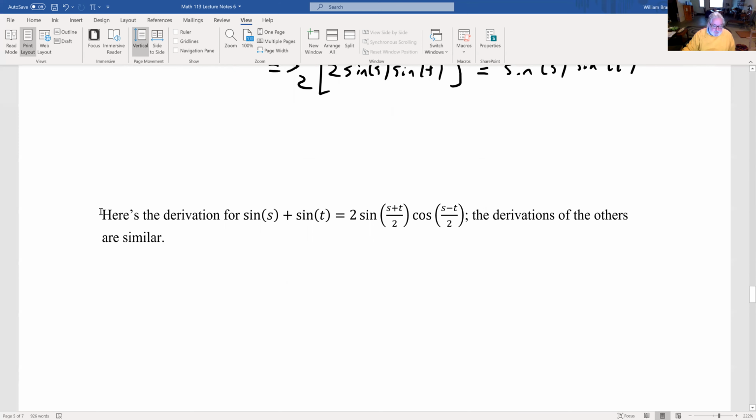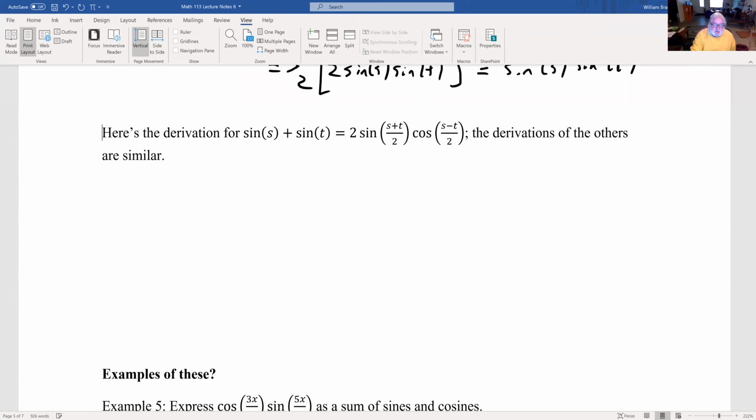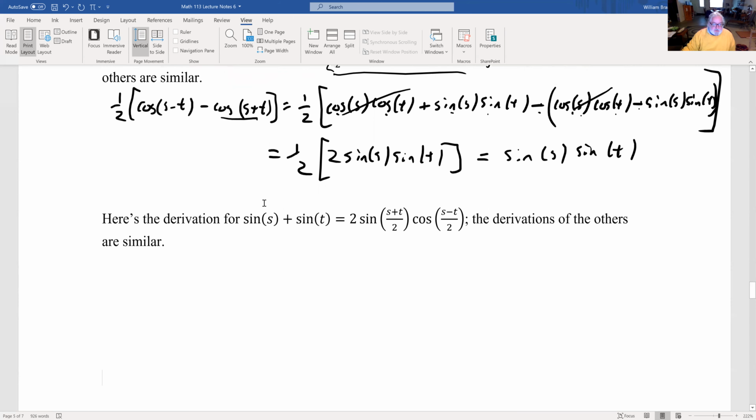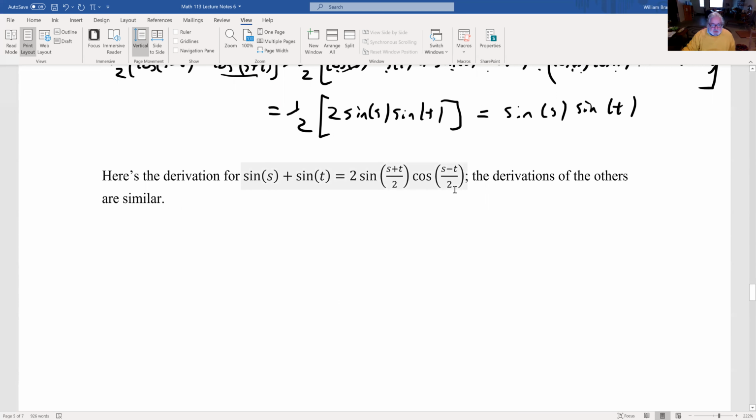So I might need some more space. So I'm going to move this up a tad. Okay. So what about this one? Sine s plus sine t equals 2 sine s plus t cosine s minus t. Well, there's not much I can do with that, but there's a lot I can do with this.